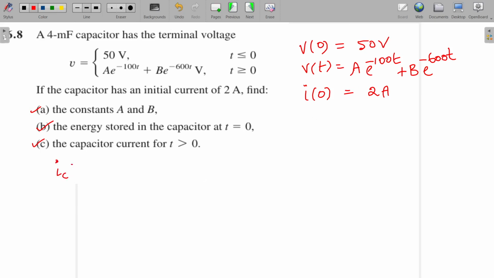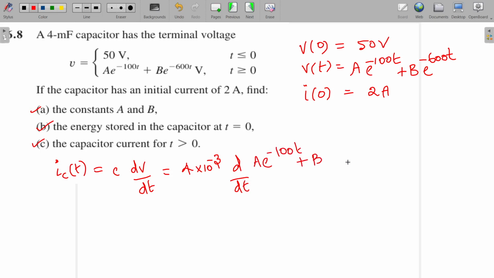So we can relate this given data with the current formula. The formula which is relating the current and the voltage is IC of t equal to C into dV by dt. That is the formula, right? So here what is this capacitor value? Capacitor value is 4 millifarad. So it is 4 into 10 power minus 3 d by dt of this voltage V of t, so it is A into e power minus 100t plus B into e power minus 600t.